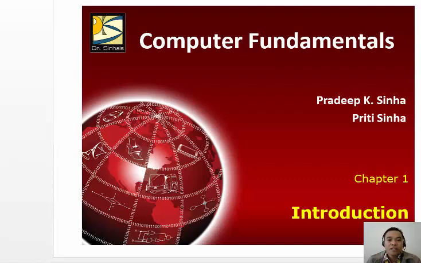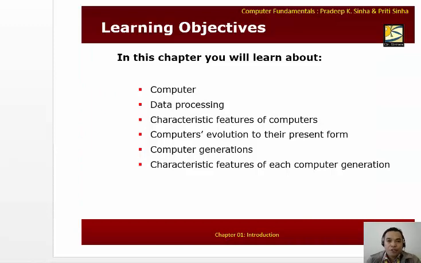Welcome to chapter 1 of Fundamentals of Information Technology. In this chapter, we're going to use the book Computer Fundamentals, written by Pradeep Sinha and Priti Sinha. In this chapter, you will learn the following. First, we're going to define what a computer is, and secondly, you will know what data processing is all about, and it will be followed by the discussion of the different characteristic features of computers, and fourth, the evolution of computers to their present form, and it will be followed by the discussion of the computer generations, and lastly, the characteristic features of each computer generation. Are you ready?